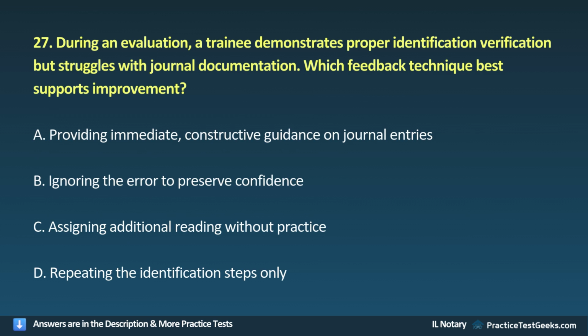27. During an evaluation, a trainee demonstrates proper identification verification but struggles with journal documentation. Which feedback technique best supports improvement? A. Providing immediate constructive guidance on journal entries. B. Ignoring the error to preserve confidence. C. Assigning additional reading without practice. D. Repeating the identification steps only.